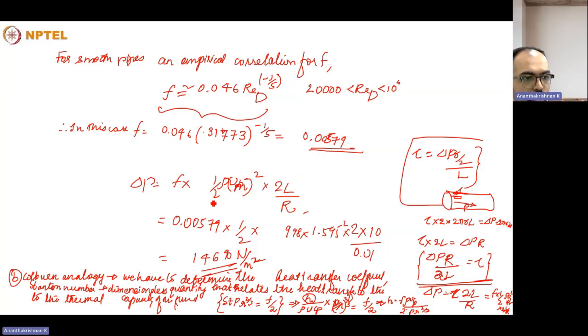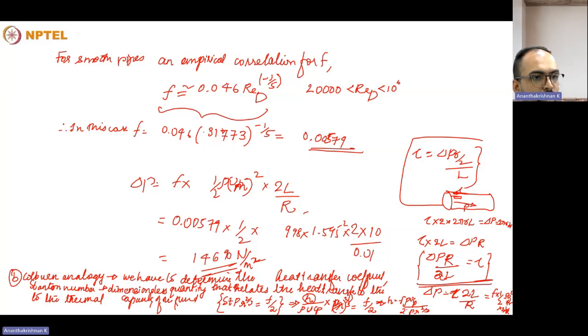Then using the normal Hagen-Poiseuille equation, you can substitute the friction factor and calculate the pressure drop. So how did we get the pressure drop? From this pressure drop, we could calculate the shear stress and back and forth using the force balance of a control volume within the duct. So delta P is equal to f into half into rho U mean squared into 2L by R, and we get the value of the pressure drop. This is basically 14,690 Pascal.